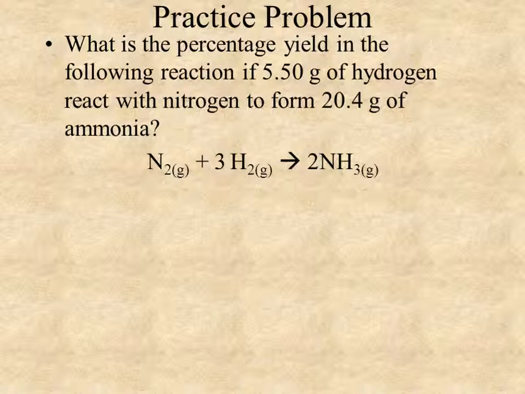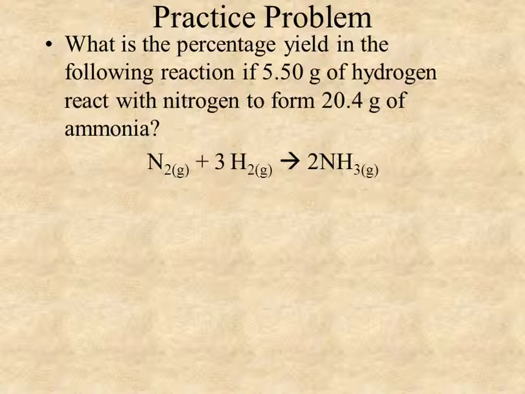Now, percent yield is always in reference to one of the products. So the only product we have in this equation is the ammonia. So the 20.4 grams that is given for ammonia, if we read the context, is going to be the actual yield. We started with 5.5 grams of hydrogen, and what we actually obtained in this situation was 20.4 grams of ammonia. So that will be the actual, and that will be the top part of our percentage yield equation. But that leaves the theoretical yield for us to determine.